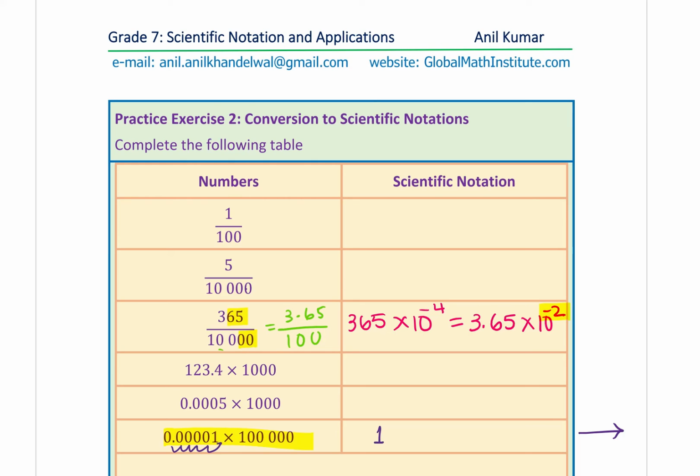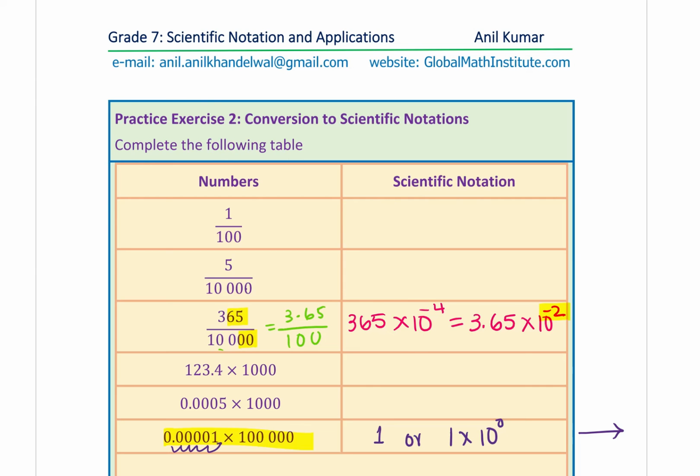Now 1 is very interesting. You could write just 1, or you could also write 1 times 10 to the power of 0, because in scientific notation you have to write with a times 10 to the power of something. So 10 to the power of 0 is 1, and 1 times 1 is 1. Well, in some cases we do allow you to write just 1 as the scientific notation for 1.